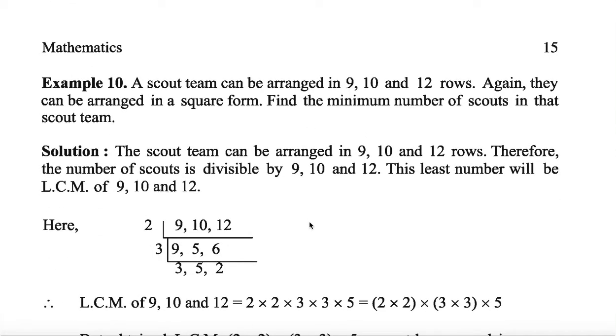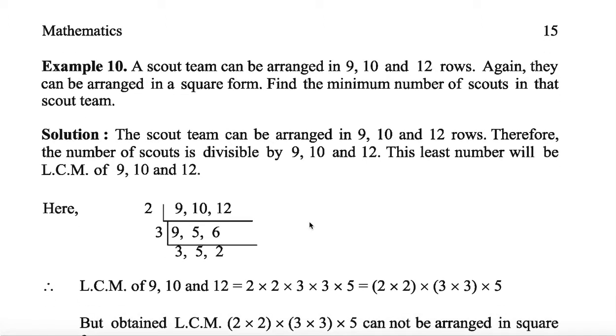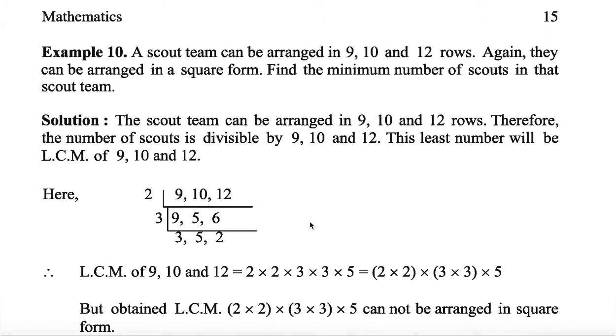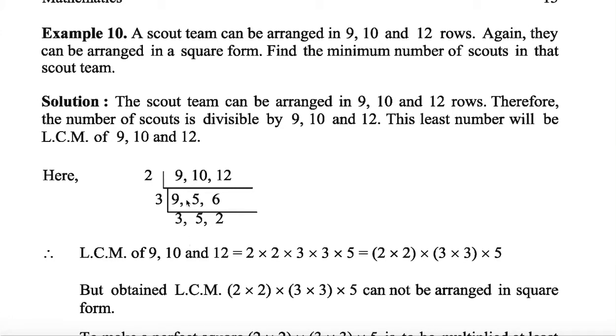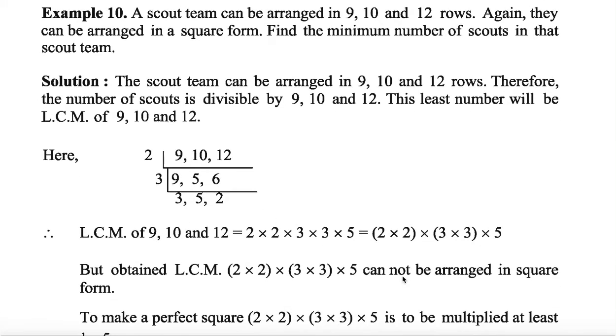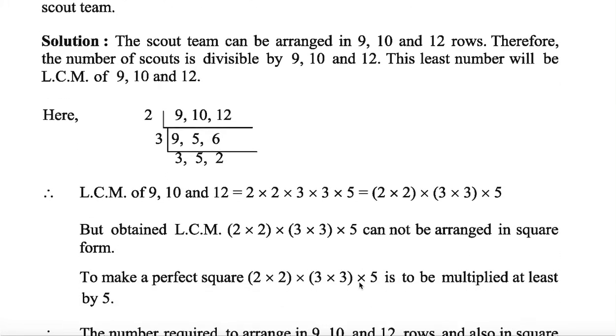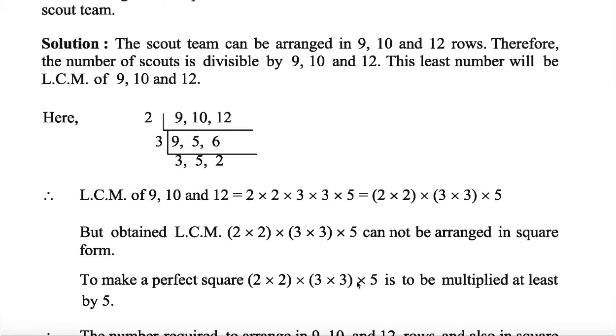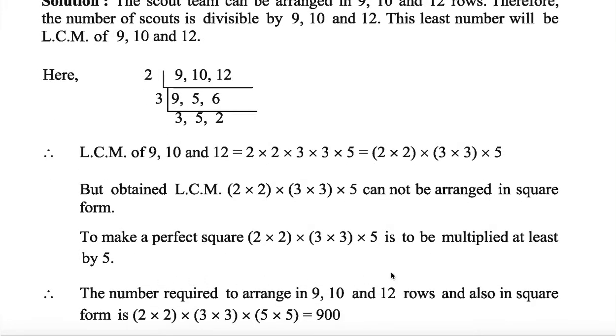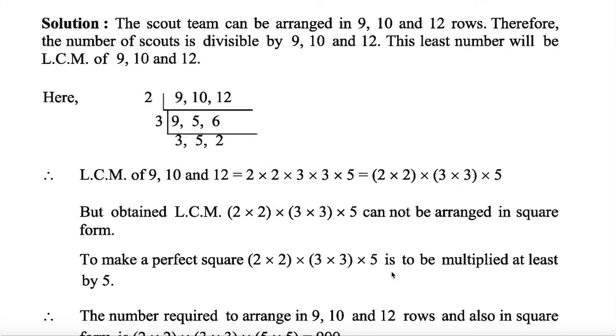A scout team can be arranged in 9, 10 and 12 rows. Again, they can be arranged in square form. Find the minimum number of scouts in that scout team. First find the LCM of these numbers. See the pairs: 2, 2, 3 is a pair, 5 is not a pair. Then you need to multiply it with 5 to make it a perfect square.